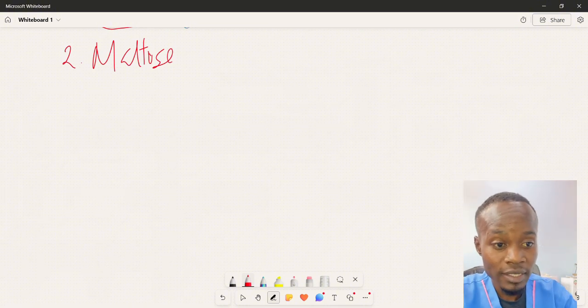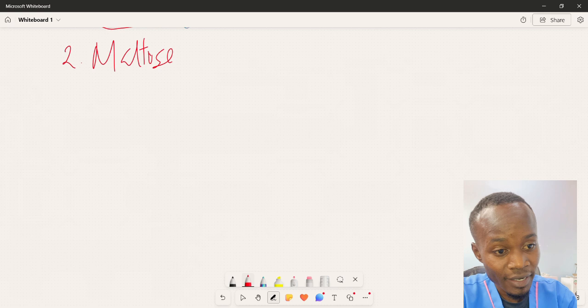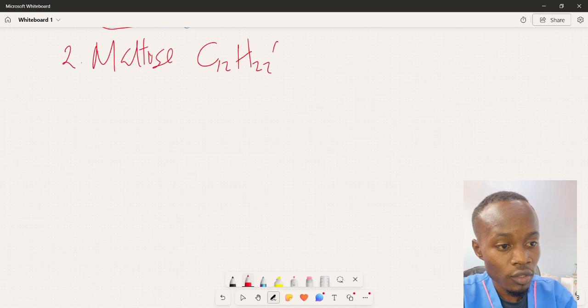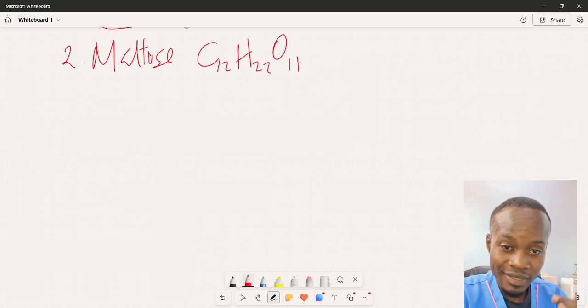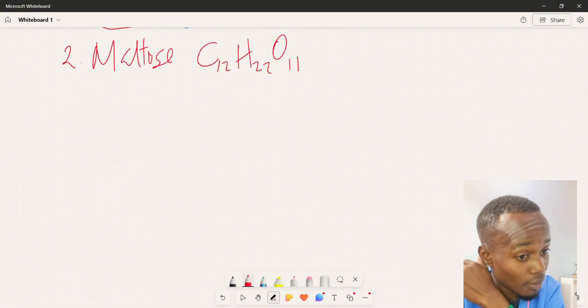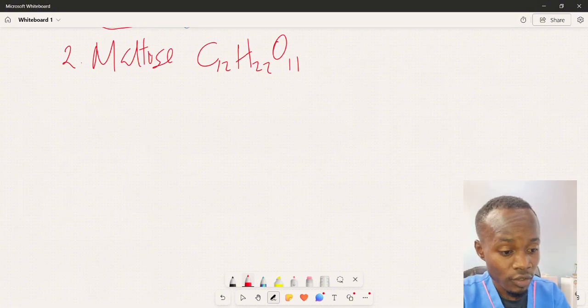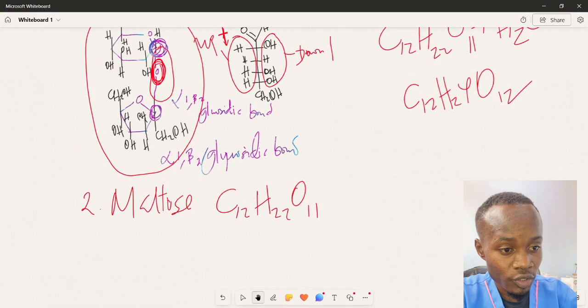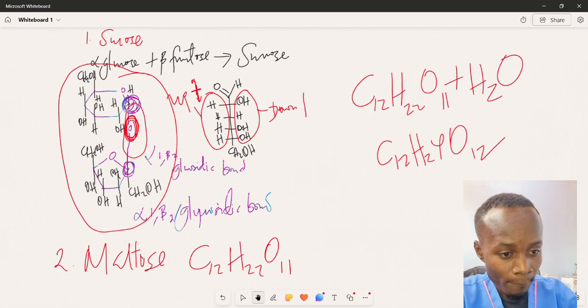The formula is the same. So maltose is also a disaccharide, and the formula remains C12H22O11, yeah, because it has been dehydrated. So if you hydrate it, you're going to get the individual sugars that made up this sugar. So I forgot to mention something here, by the way. I forgot to mention something here.